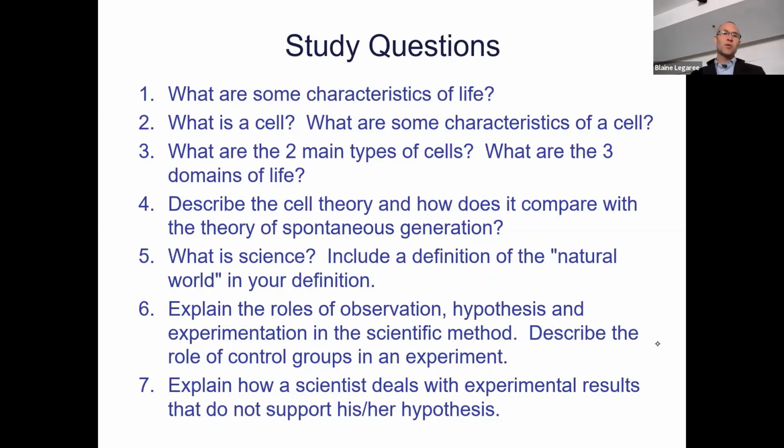So you can see question number 2, what is a cell? What are some characteristics of a cell? You know, probably won't ask you that. That's a little vague. But maybe there will be a question asking you to compare eukaryotes and prokaryotic cells, for example, right? Or maybe something even more specific than that. So go through these study questions when we go through every topic, and make sure that you understand what's being asked of you.